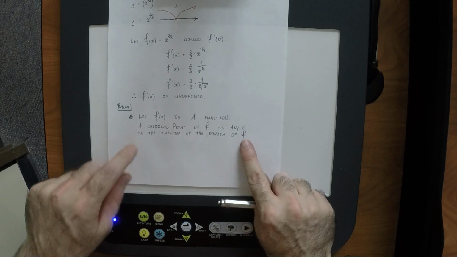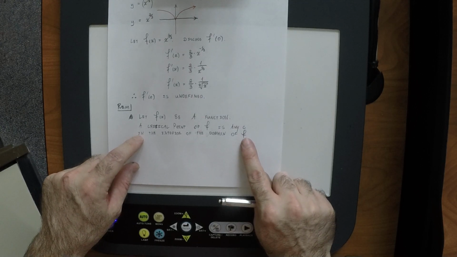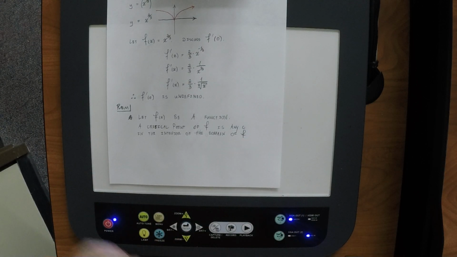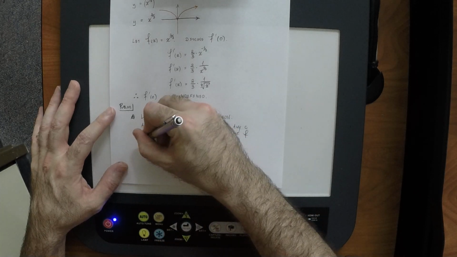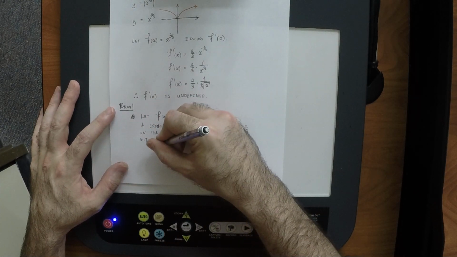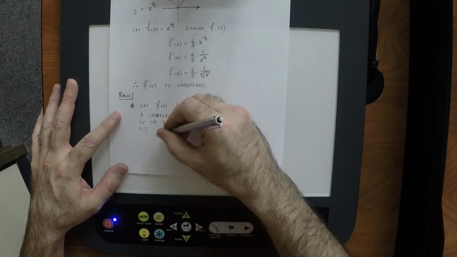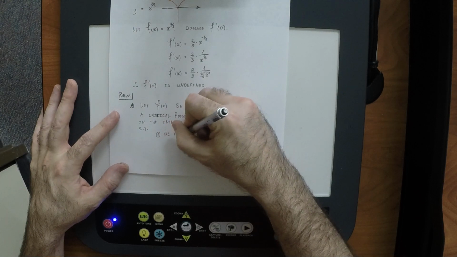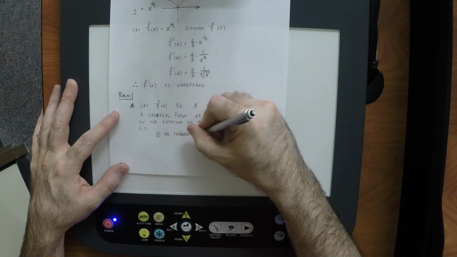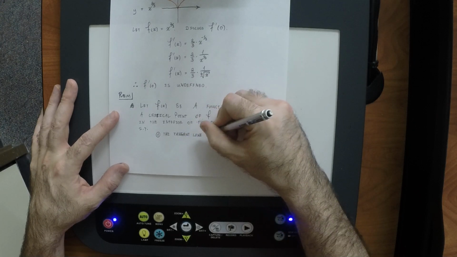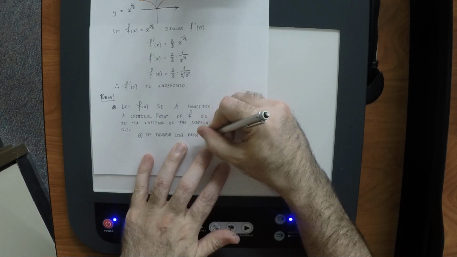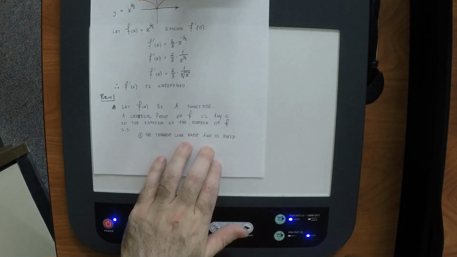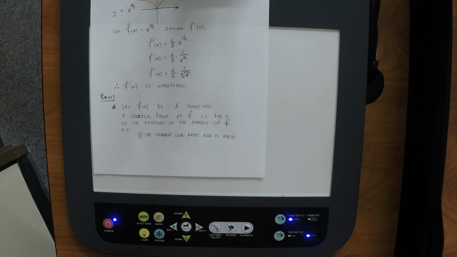So this line is usually omitted from Math 1325, the line that says in the interior of the domain of f. That's a technical point we just sort of gloss over. Such that one of the following is true. First, the tangent line exists and is horizontal. Okay, so that's one such possibility.